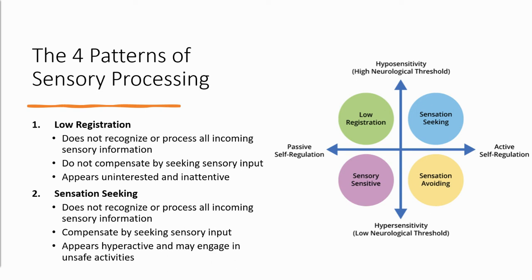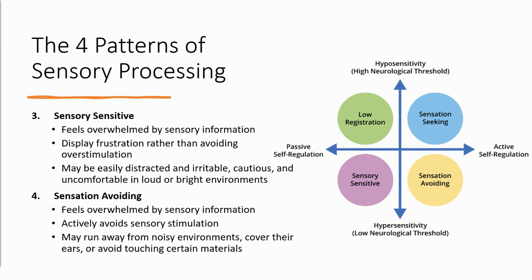The sensory seeking category has a high neurological threshold, but actively self-regulates. For each of these, take the example of auditory input. Someone with low registration isn't getting the auditory input, but isn't going to seek it out. So in a classroom setting, if the auditory input of the teacher is not enough, then they are just going to have a lot of difficulty paying attention, but aren't going to compensate for it. Somebody that's sensory seeking in that same situation would compensate by seeking sensory input. They may appear hyperactive in that situation and engage in unsafe activities. In the same auditory example, they may begin making noise themselves by humming or whistling, or by throwing objects against the wall, knocking things down, just to get that auditory input.